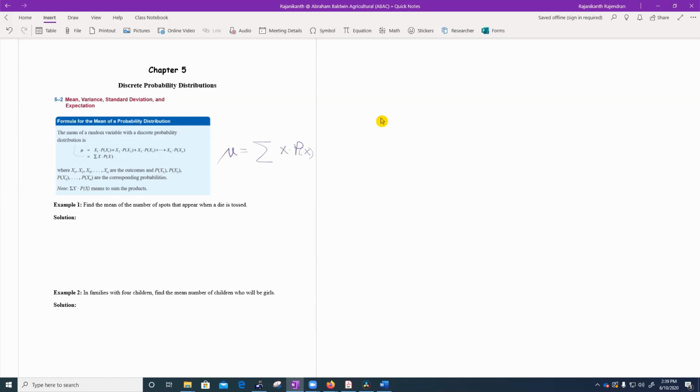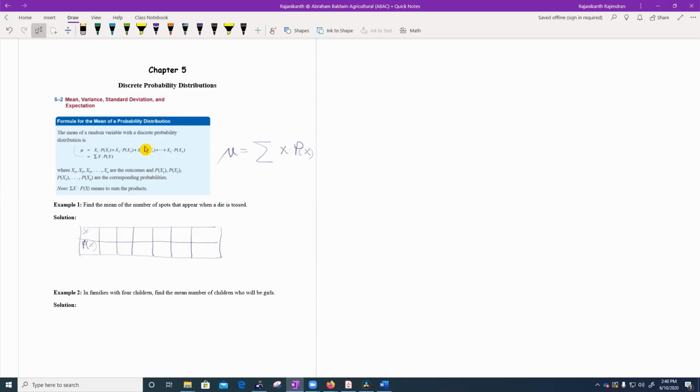Find the mean of the number of spots that appear when a die is tossed. So you are rolling a die, and what is the mean of the number you get? Okay, so first of all we need to find the probability distribution for this particular event. So let us make a table. Let x be the possible value you get when you roll a die, and let px be the corresponding probability for each value. Remember, we have 6 different values.